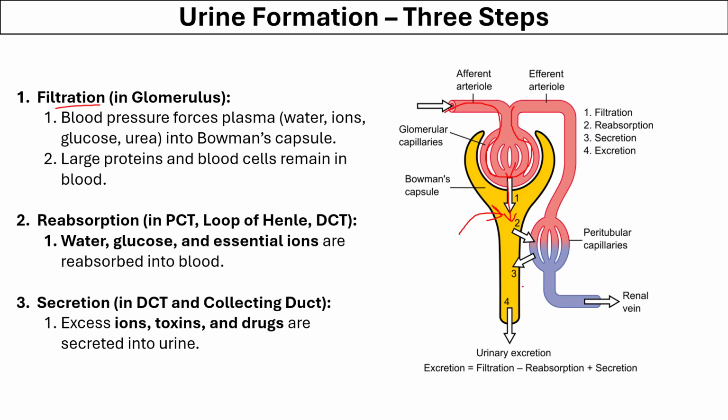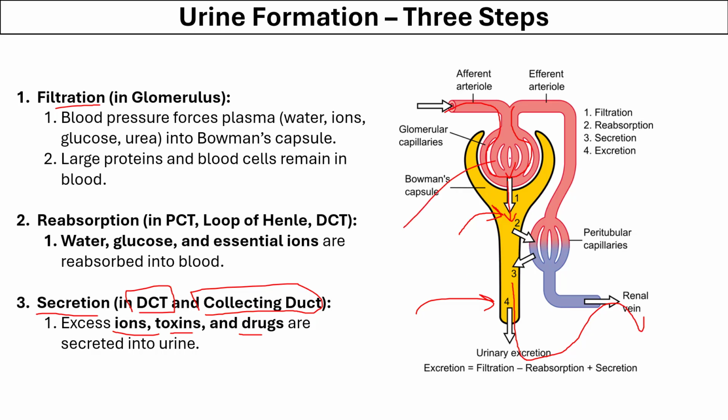Then in the proximal convoluted tubule, in loop of Henle and distal convoluted tubule, we have the process of reabsorption occurring, in which we are able to reabsorb water or nutrients or other important material back from the urine into the blood. The last stage of formation of urine is secretion, in which the cells of distal convoluted tubule and the collecting duct are able to secrete excess ions, toxins, or drugs back into the blood.